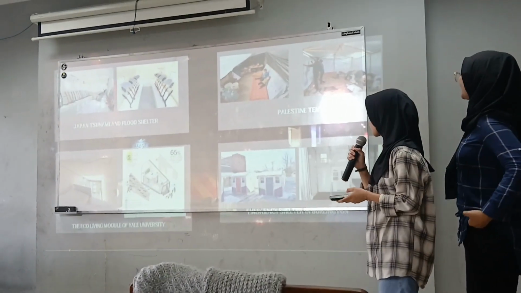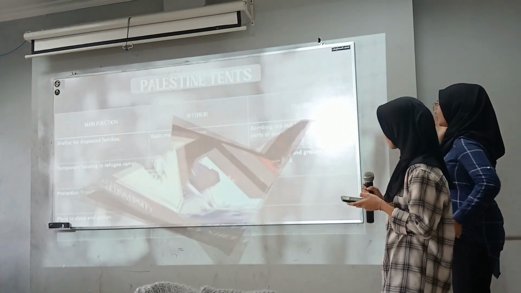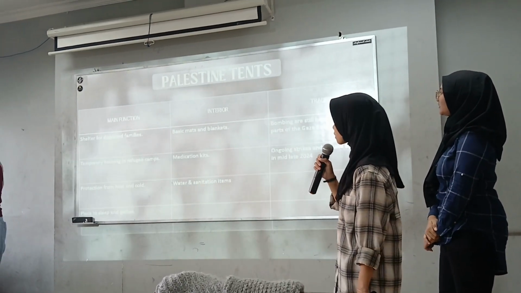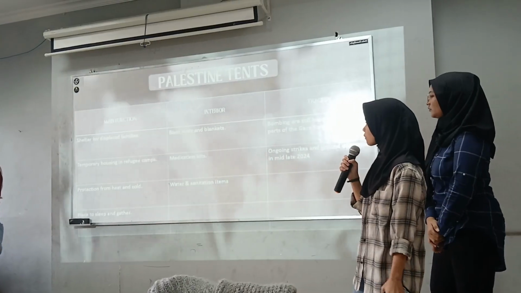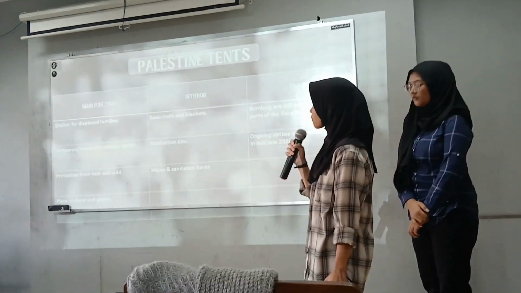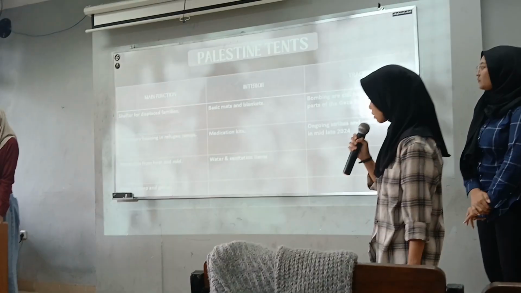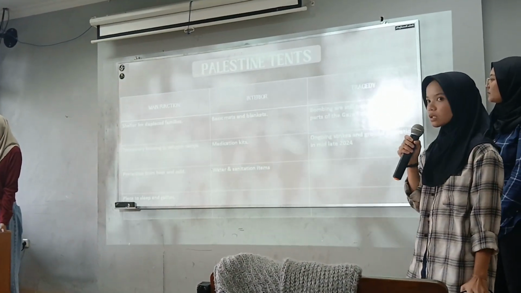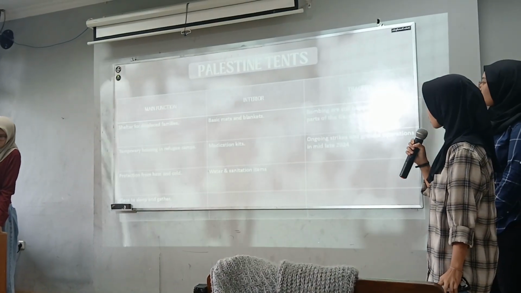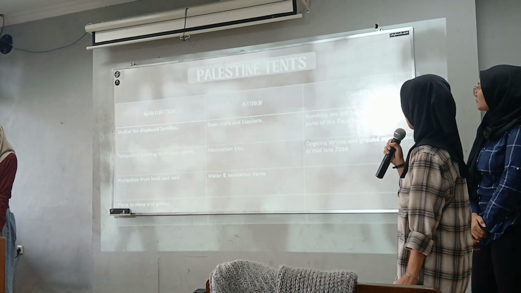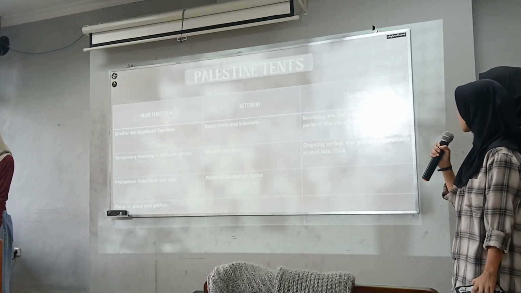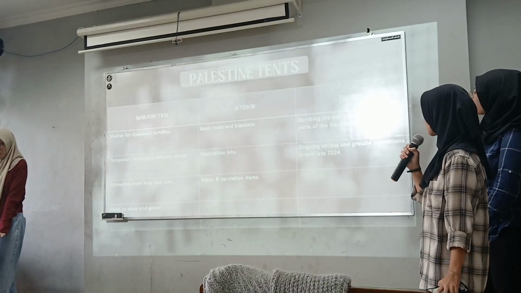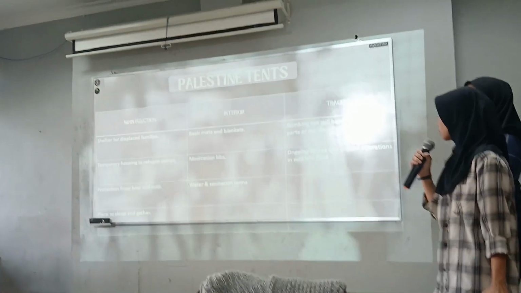The next example is Western Tents. Invention and first shelter for displaced families, temporary housing in refugee camps, protection from heat and cold, and a place to sleep and gather. Interior: basic mats and blankets, medication kits, and water and sanitation items. The tragedy: bombing is still happening in some parts of the Gaza Strip in early 2025. Ongoing strikes and ground operations in mid-to-late 2024.